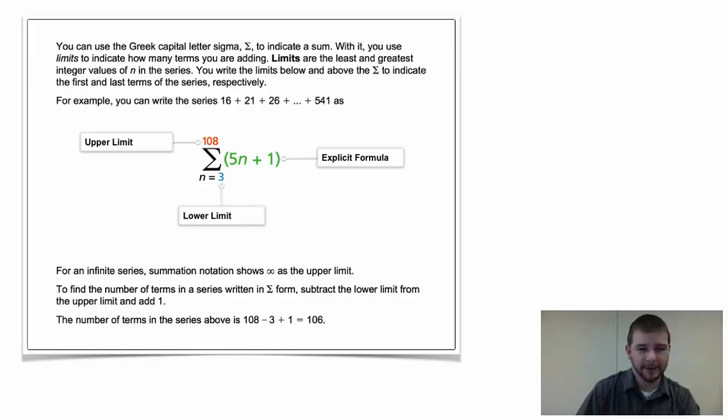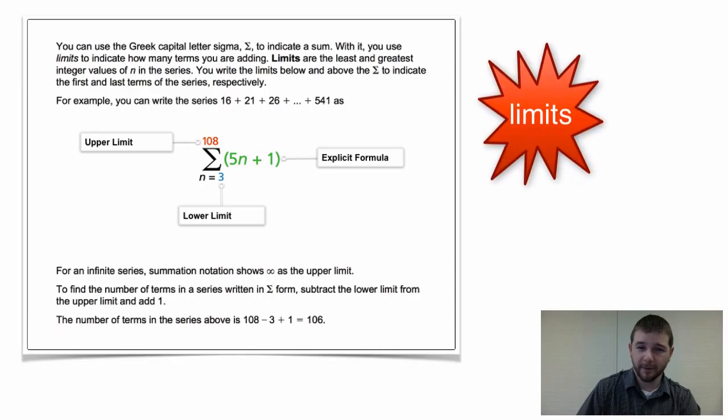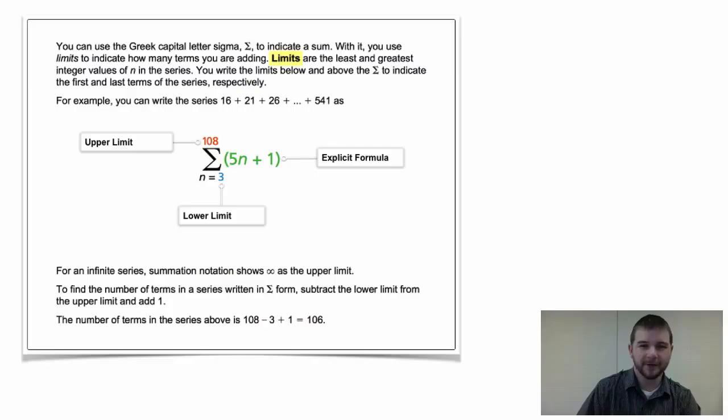There's also a lowercase version. We use the capital version to represent the sum or the series. Limits. The book's definition here: limits are the least and greatest integer values of n in the series. So we have a lower limit and an upper limit for our series in sigma notation.